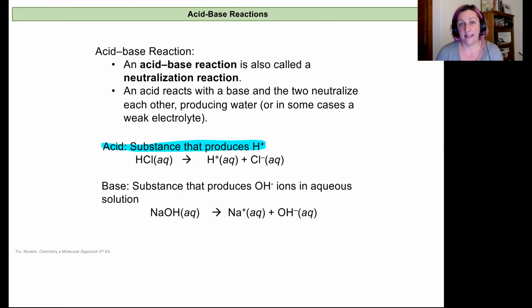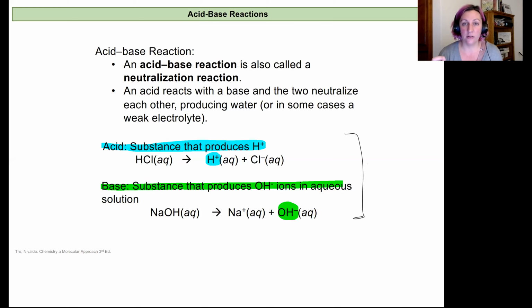Now, hydrochloric acid is an example of a really strong acid, and so it is most often separated into these two ions. The key part of this is that one of the things it separates into is this H plus ion right here. Now, a base is going to be anything that produces a hydroxide ion in an aqueous solution. Something like sodium hydroxide, an ionic compound that dissolves in water, will separate and have a hydroxide ion that's dissolved in water.